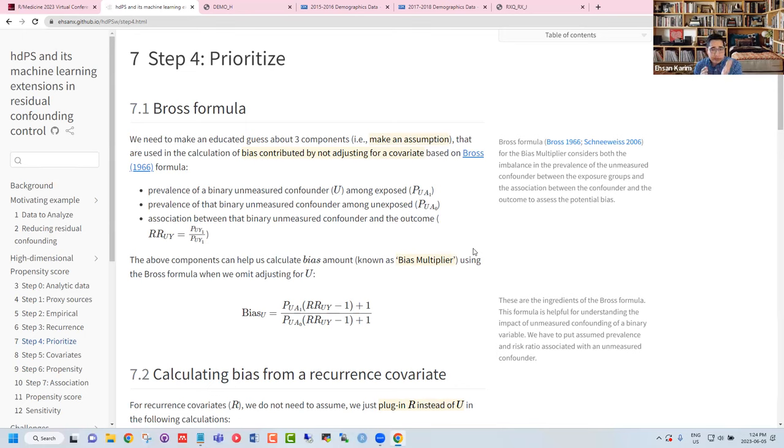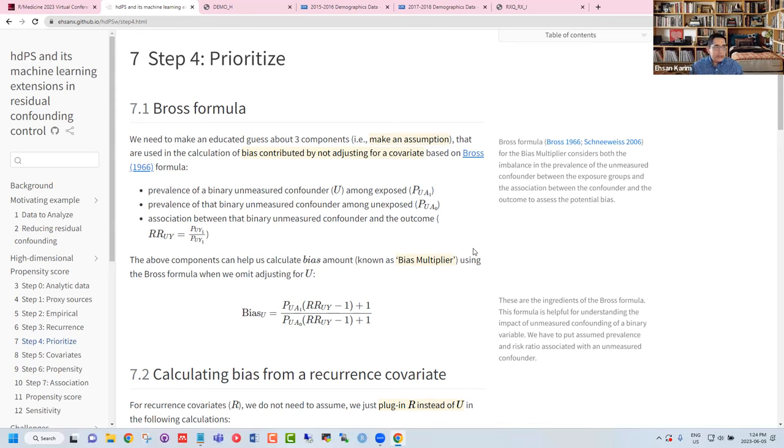This is a paper that was written by Bross, and he suggested this problem in a context where there was an unmeasured confounder. Even though you do not have the unmeasured confounder measured in your data, you have some understanding of that confounder, based on which you try to adjust your analysis. So that was basically the premise of the original paper and the formula. In that formula, what he suggested is that you basically need to know three things to get a general understanding of how biased your estimate is.